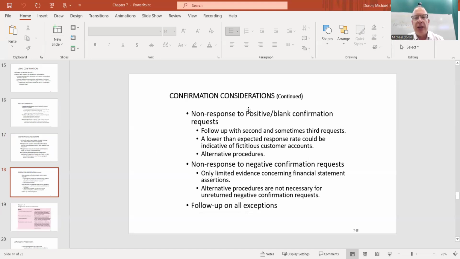Okay, what happens if you get a non-response to a positive or blank confirmation? Remember, with the positive or blank, you're asking everybody to write back, whether it was correct or not. So what if somebody doesn't write back to you? Follow up with a second or even third request. A lower than expected response rate could be indicative of fictitious customer accounts.